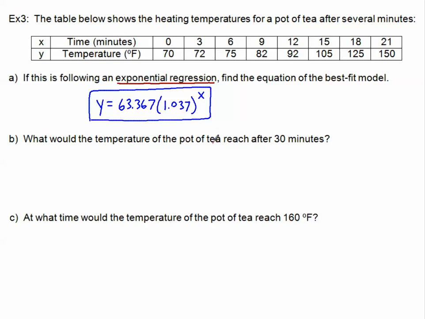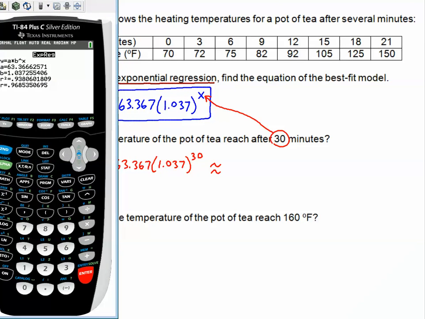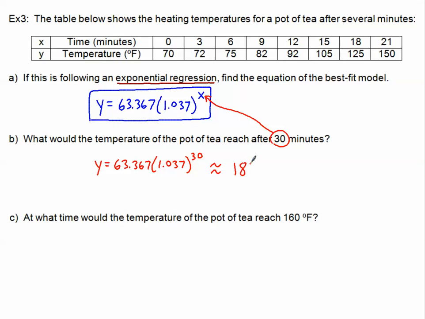It says, what would the temperature of the pot of tea reach after 30 minutes? Minutes is our x value, so the 30 minutes is going to go right in here for our x, for our exponent, actually. So y is going to equal 63.367 times 1.037 raised to the 30th power. And that's going to be approximately, let's plug that into the calculator, 63.367 times 1.037, and then I'll push my caret to raise to a power to the 30th power. Push enter. And it says about 188.463. Let's put some units in here, and since we're talking degrees Fahrenheit, that is a hot pot of tea.